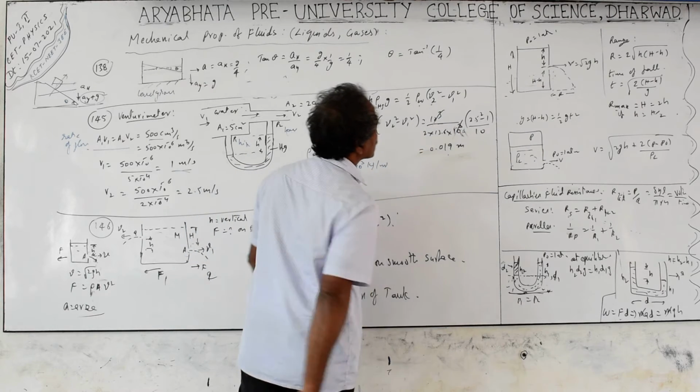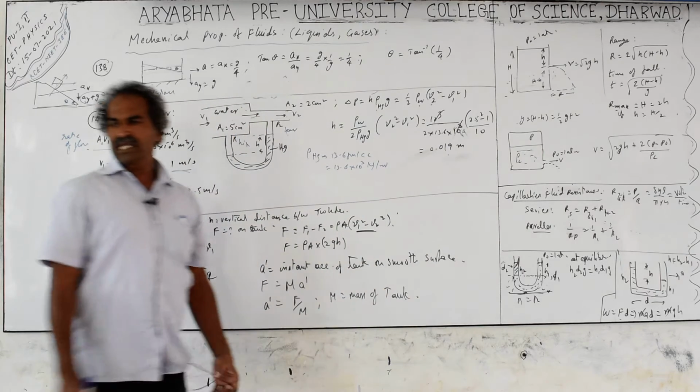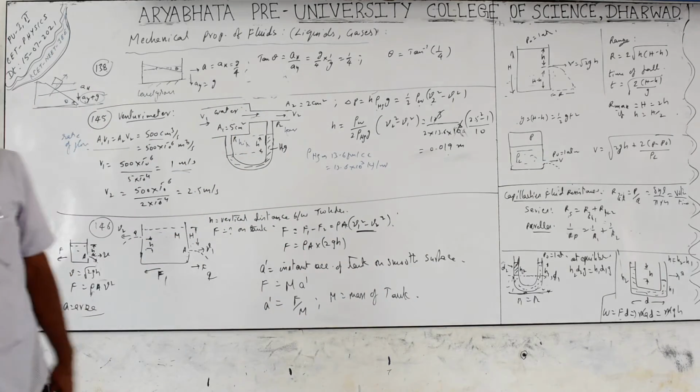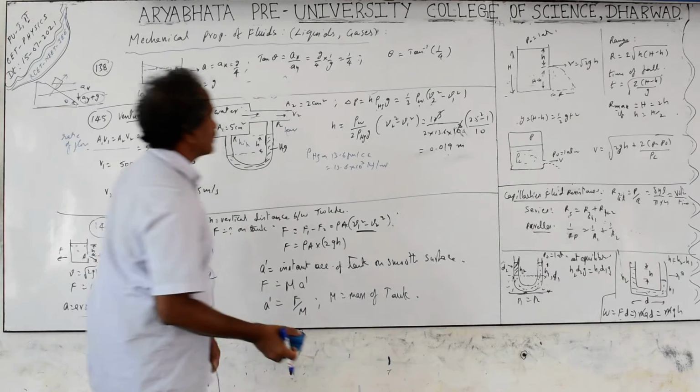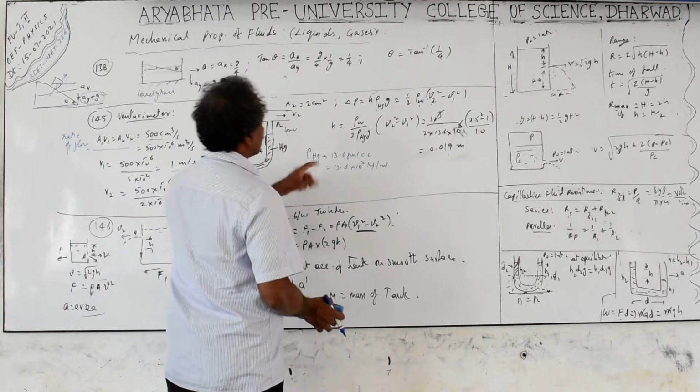I am taking these as units. Mercury density is generally given in the problems. If they don't give it, you have to remember that value: 13.6 times the density of water, a very high density for mercury.